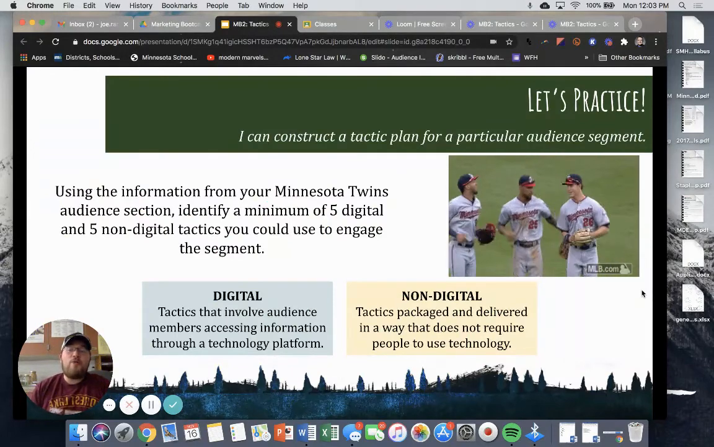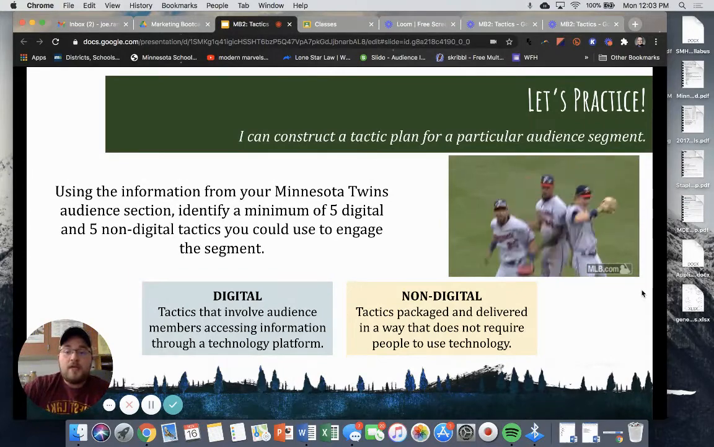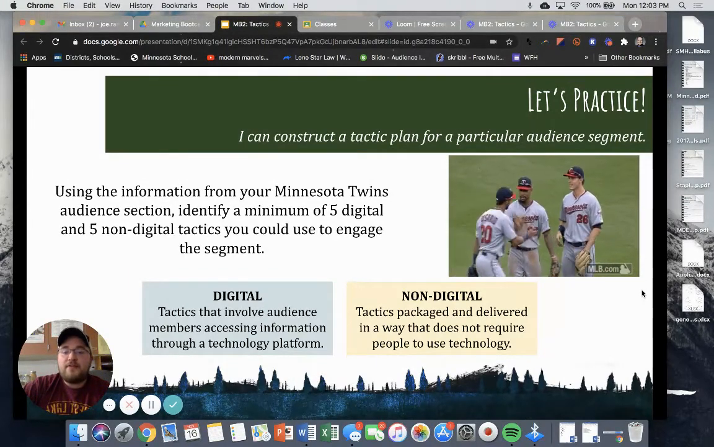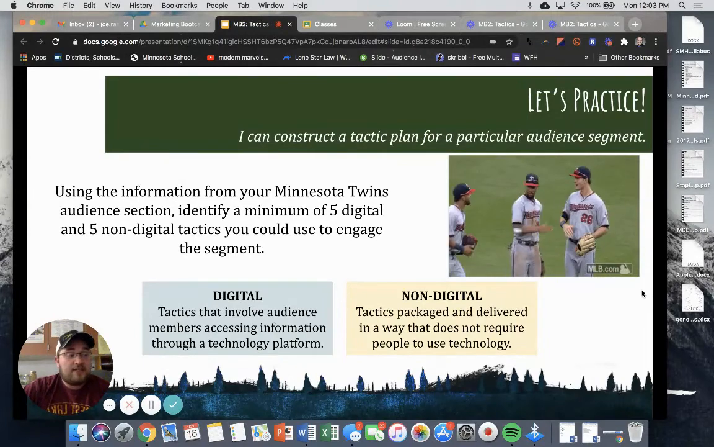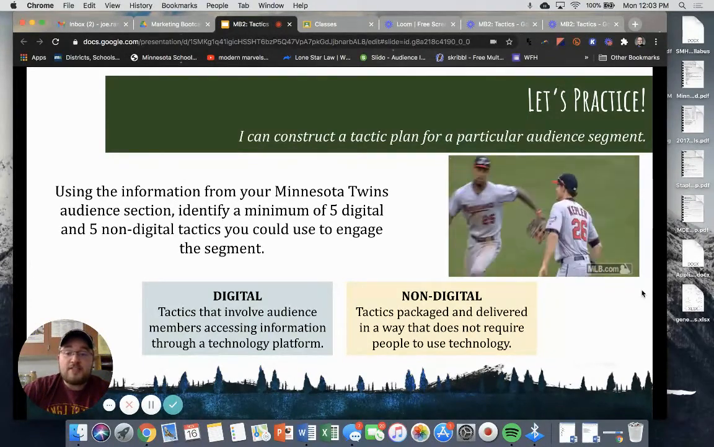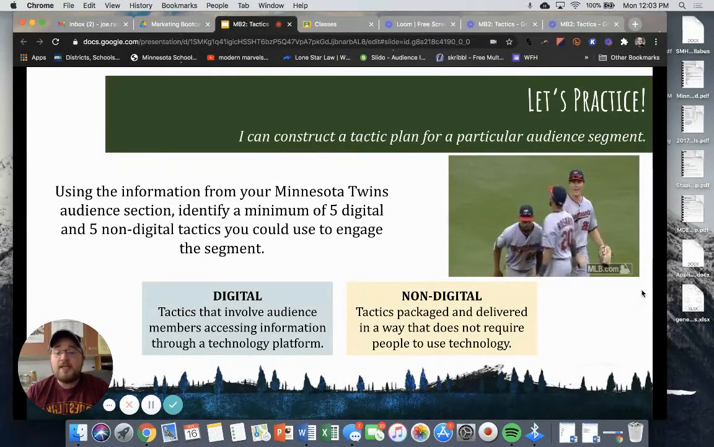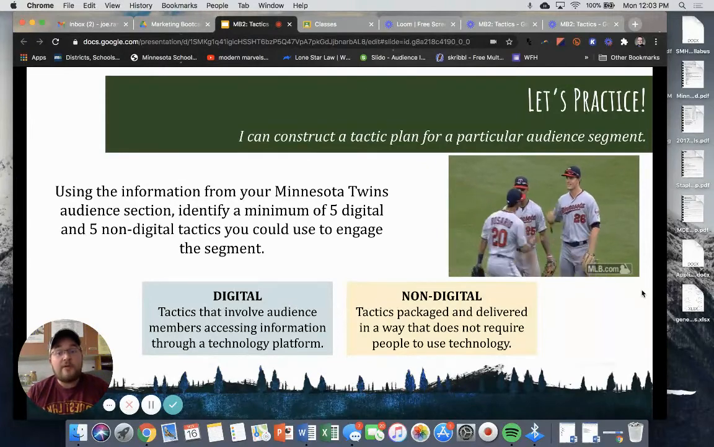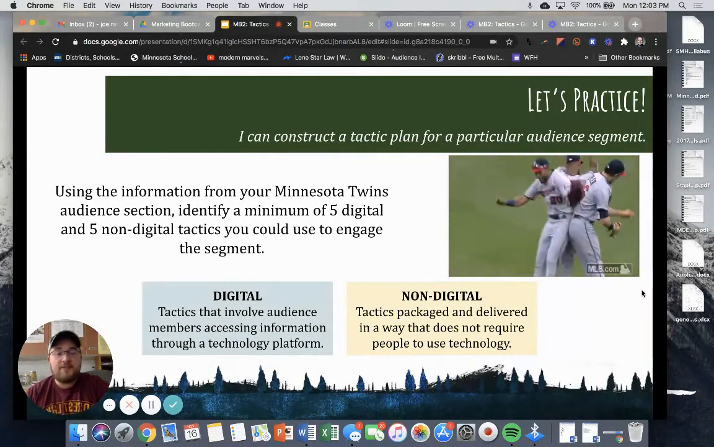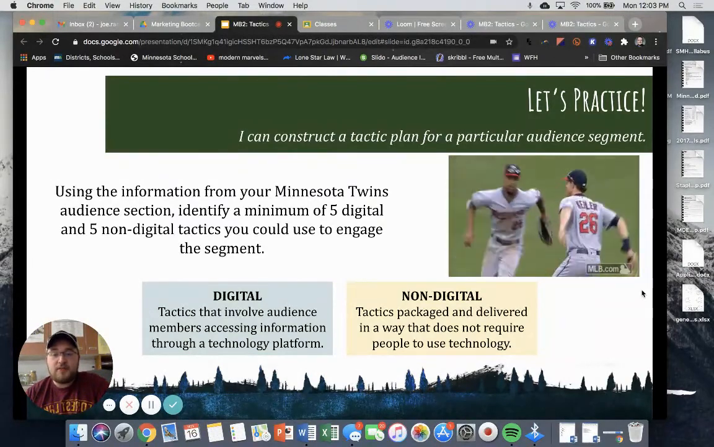Okay, now let's practice. So using that same document that we worked on in Marketing Bootcamp Part 1, I want you to create 5 digital and 5 non-digital tactics, or identify 5 digital and 5 non-digital tactics that you can utilize to engage the segment that you've identified. So again, that segment is going to be high school to college age people interested in going to the Twins. So digital and non-digital campaigns. If you need some examples of those tactics, go ahead and look at the examples I've shared previously.